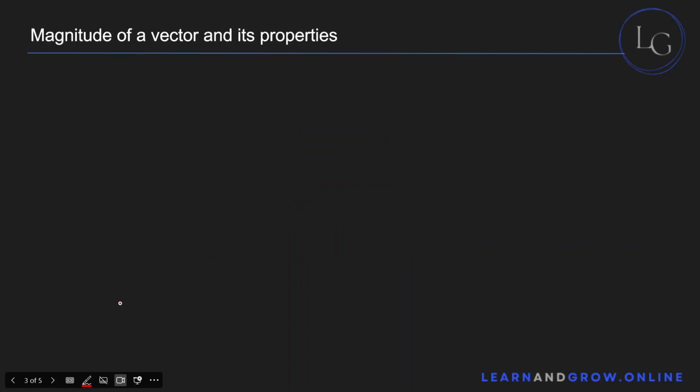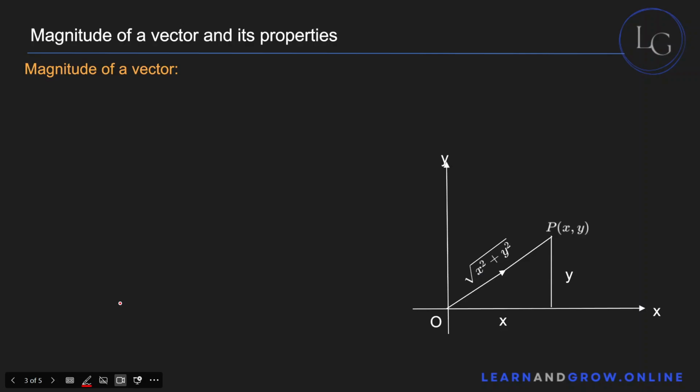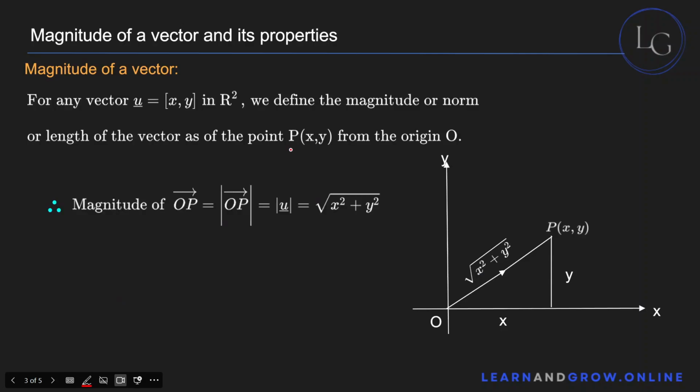Now let's discuss what the magnitude of a vector is and its properties. So, for any vector u with x, y as its coordinates in a two-dimensional plane, R squared, which just means it's a two-dimensional plane, we define the magnitude, norm, or the length of this vector u basically like this. Okay, now the terminal side is basically from the origin O.